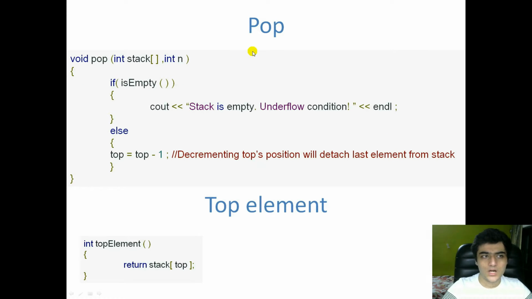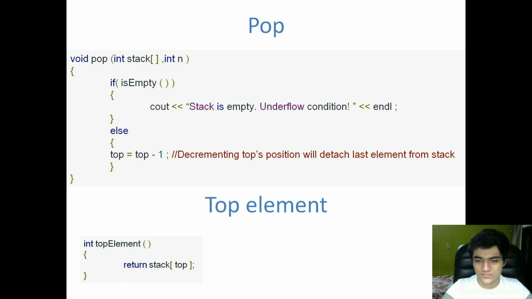Pop. The arguments here are an array and the number of elements in the stack. The isEmpty function, like I told you earlier, tells us if a stack is empty or not. If the stack is empty, then no more elements can be popped from it, and hence it leads to an underflow condition. Otherwise, the top value is decremented by 1.